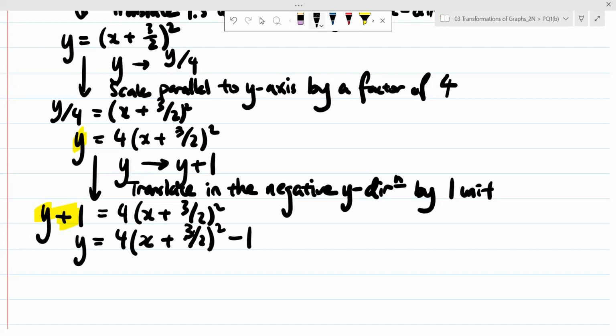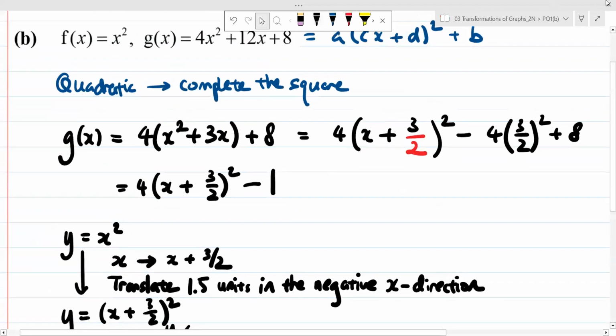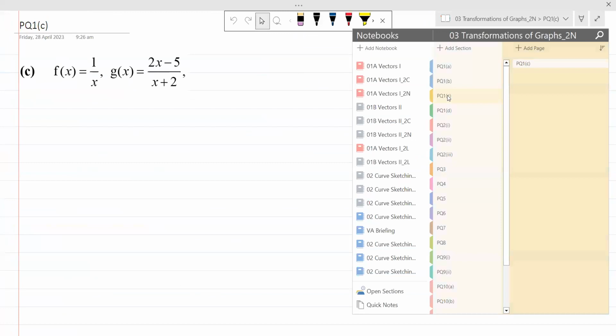Here. So for the next two parts, I'm just going to talk about how to manipulate g(x) into the desired form. Then the transformations, you take care of it yourself. Otherwise it's just you hearing me saying the same thing over and over again. Okay, C.